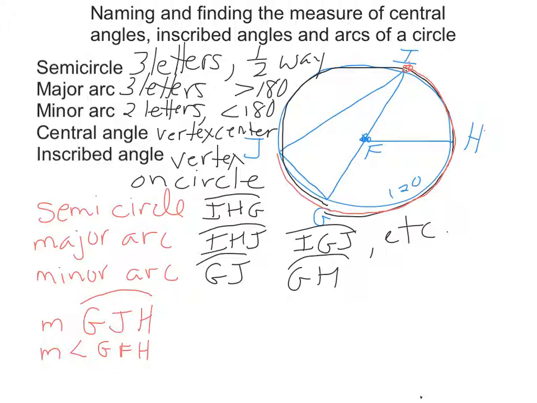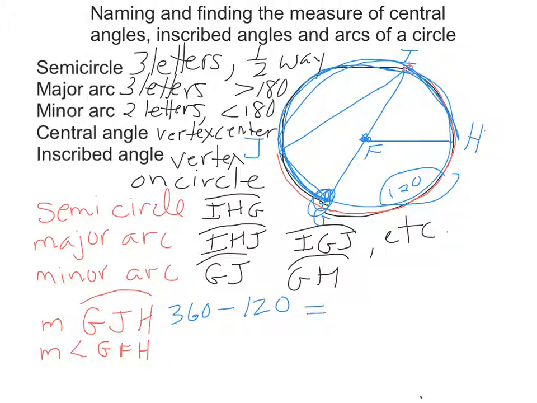So now we have the arc of GJH, and I've got to find it. It starts here at G, goes to J, and goes almost all the way back to the beginning at G, but doesn't quite hit there. So we almost went 360 degrees all the way around, but we didn't go through this. If I know that I go 360 degrees to get all the way back to the beginning, but I didn't go through the 120 arc, when I subtract those 2, I get 240 degrees.